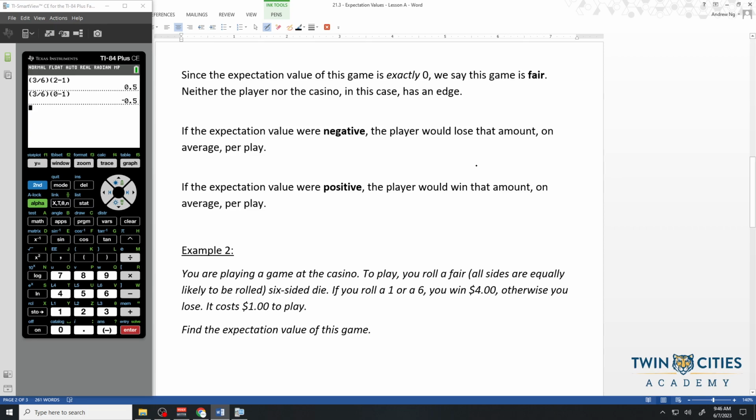If the expectation value were positive, you would actually win that amount though. So if the expectation value were 0.75, then you could expect to win 75 cents on average per play.